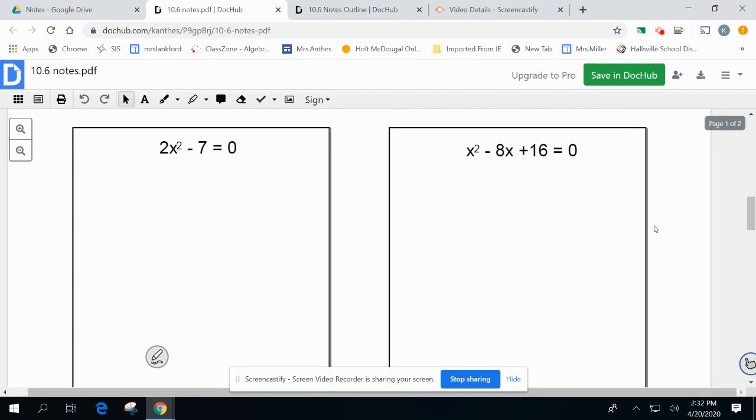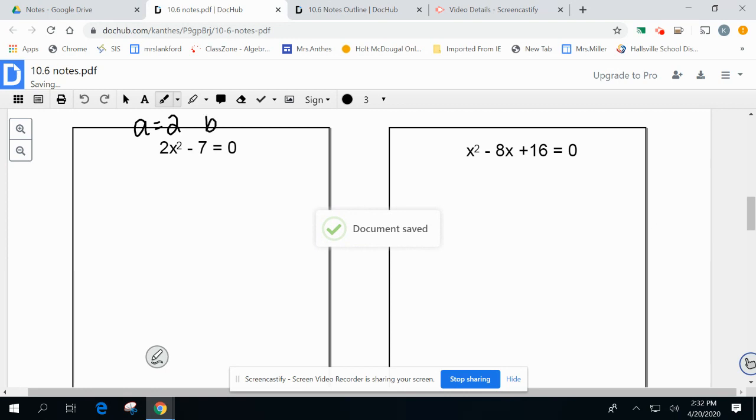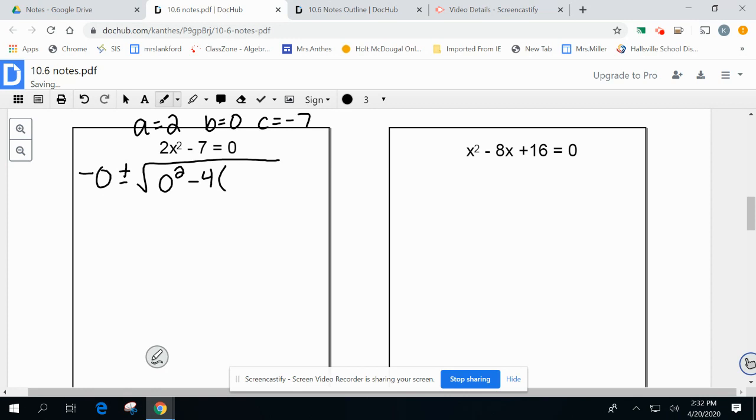So we're going to go to the next problem, which is 2x squared minus 7 equals 0. Going through this, there actually is no b in this problem because there's no plain x term in the middle. So a is 2, b is 0, and c is negative 7. So I'm going to plug this into the formula. So negative 0, because I don't have a b, plus or minus the square root of 0 squared minus 4. That minus 4 is always in there. It's part of the formula. Minus 4 times ac, so 2 times negative 7.